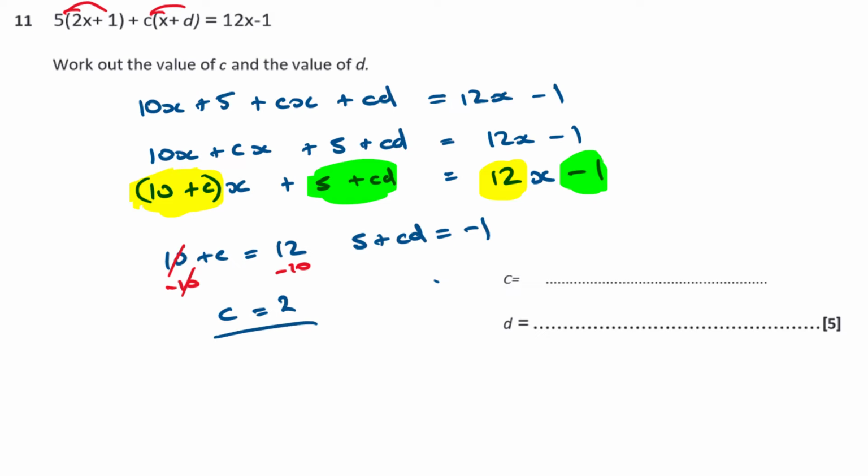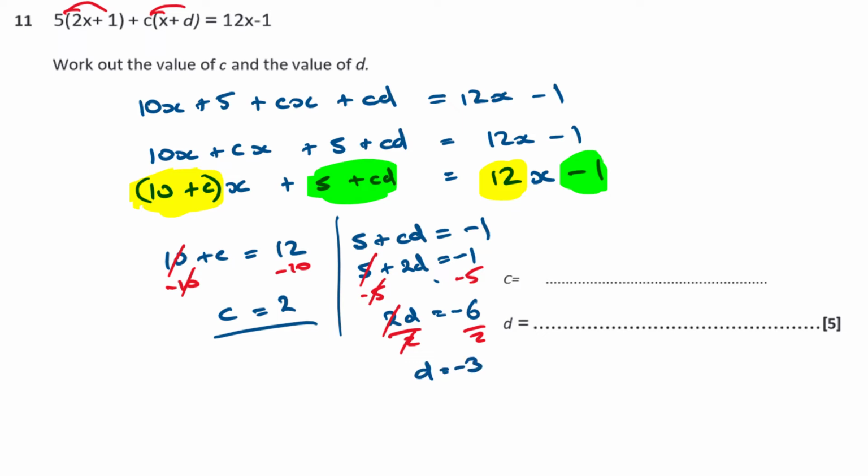So if c is equal to 2, I can then sub that into my second equation here. So 5 plus 2d then is equal to minus 1. Taking 5 away from both sides, subtract 5, subtract 5. That's going to leave me with 2d on that side. 2d is equal to negative 1, take away 5 is negative 6. Okay, and then dividing both sides by 2, that's going to cancel with that, leaving d. D is equal to negative 3. Okay, so c is 2, d is negative 3.